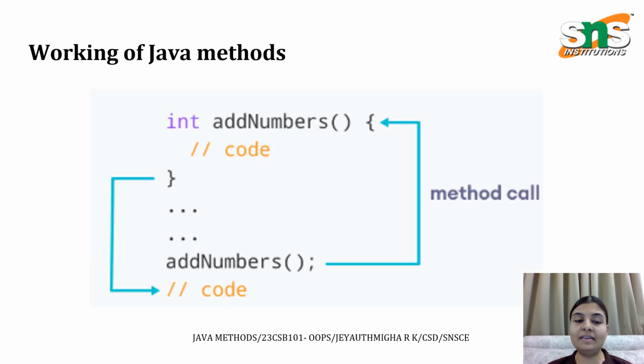And then the working of Java methods. Here we need to give the return data type. The function given by the user, add numbers, will output, meaning after execution of this add numbers function, it will return data of type integer. Here we have no arguments, so we have left it empty, and then we have the code.